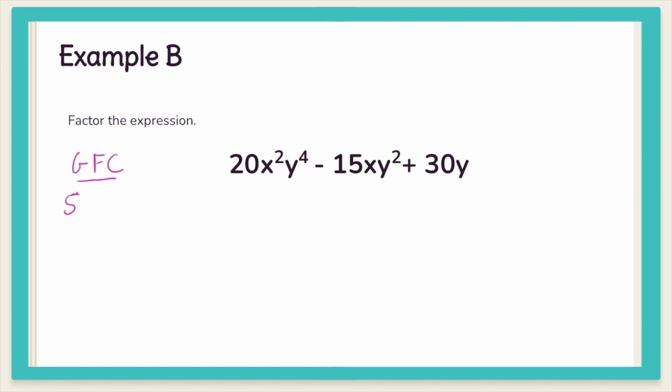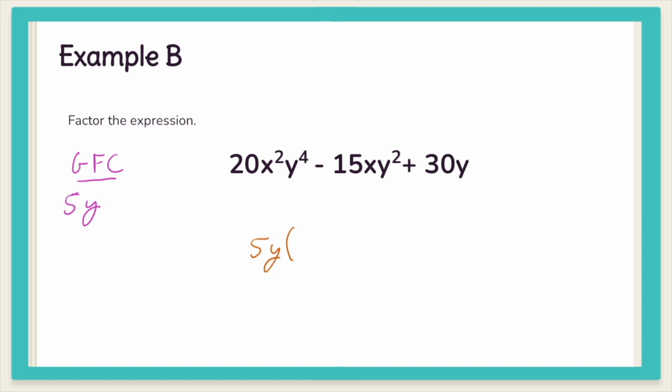And now I'm going to look at the variables, and this is where it gets tricky. So I've got x squared, x, but plus 30y doesn't have an x. So I can't pull x out because it doesn't have one. So now I can check for my next variable, which is y. So I've got a y in my first term, a y in my second term, and a y in my third term, so I can pull out a y. So my greatest common factor in this case is 5y, because I can pull out both the 5 and the y. All right, so now I'm going to do that, and I'm going to see what I have left.